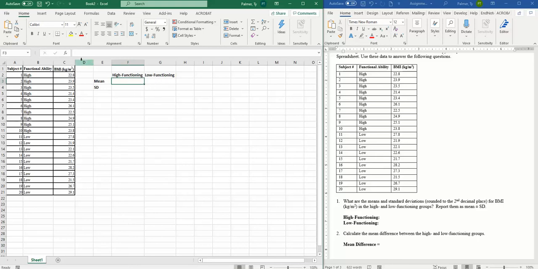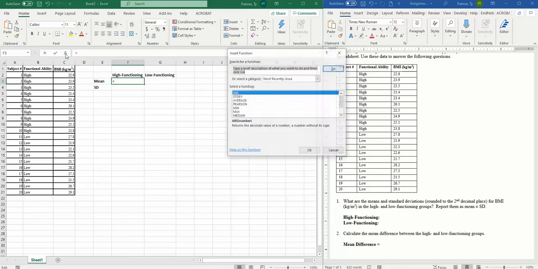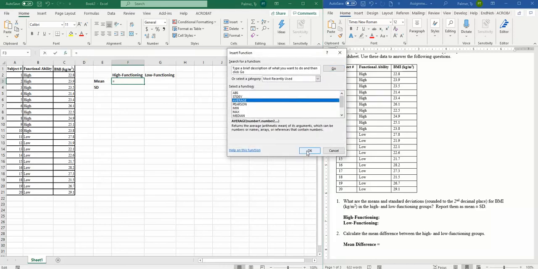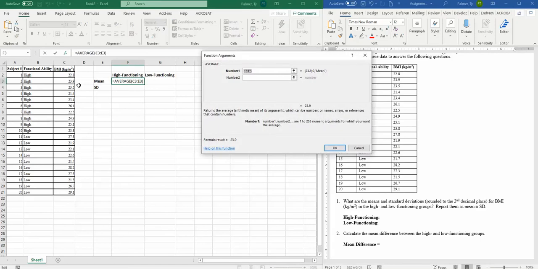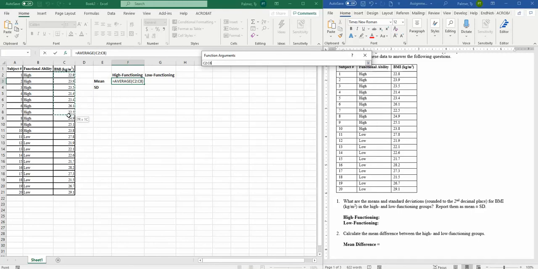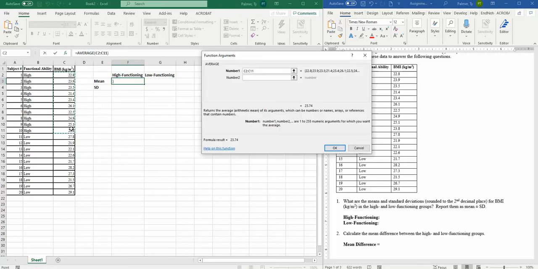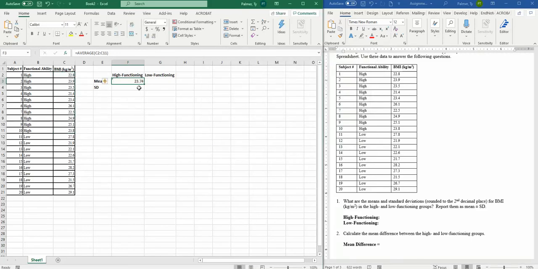So let's do the high functioning first. Click on your open cell next to mean. Let's do the mean, similar to how we've done in previous videos. Go to average and then click and highlight the BMI scores only for the high functioning group. I'm going to start out with subject number 1 and go down to subject number 10, which is the last high functioning subject. Once I've highlighted the subjects in the high functioning group, I'll click OK. And there's my mean right there for my high functioning group.